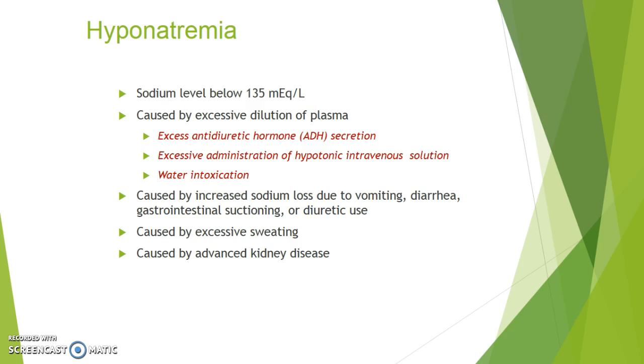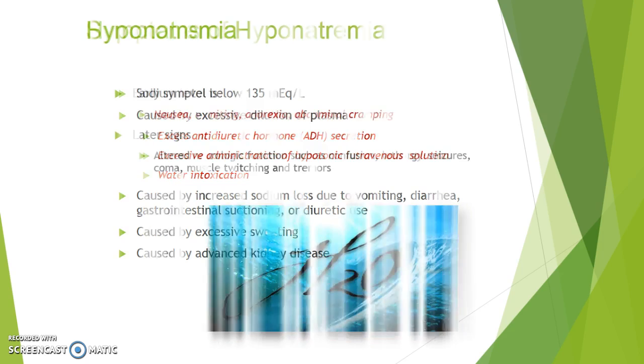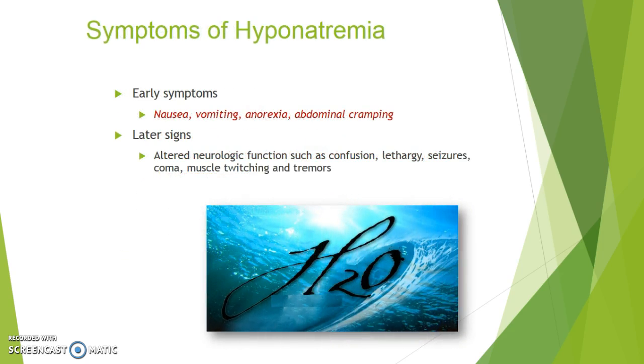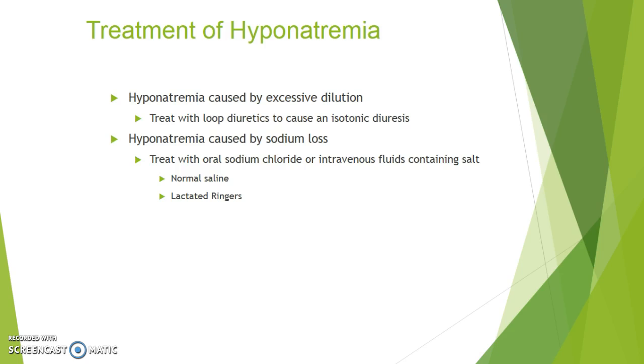It can be caused by an increased sodium loss due to vomiting, diarrhea, GI suctioning, or diuretic use, and it also could be caused by excessive sweating or advanced kidney disease. Early symptoms of hyponatremia are nausea and vomiting, as well as abdominal cramping, and then your late signs are those neurologic signs once again. So when you look at hypo and hypernatremia, the later signs are similar, and so it's kind of easier to remember that way.